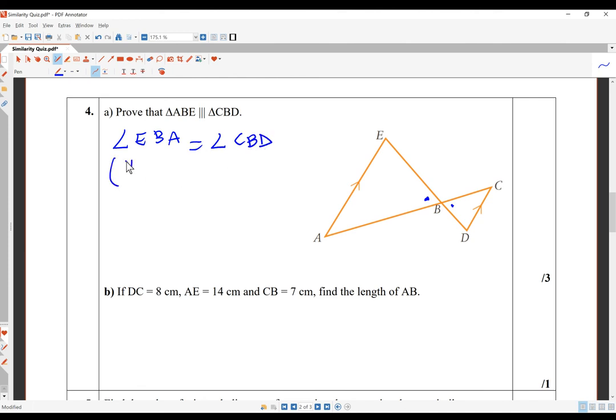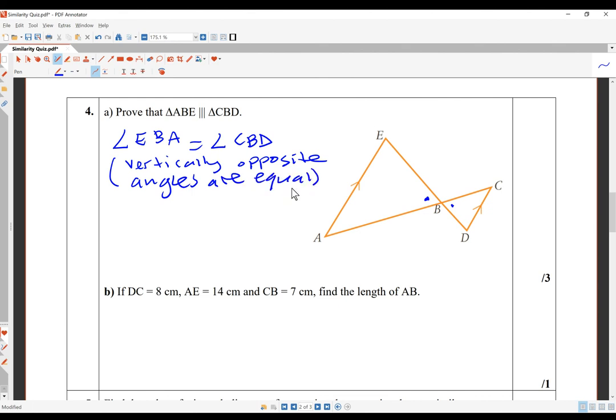And the reason is vertically opposite angles are equal.